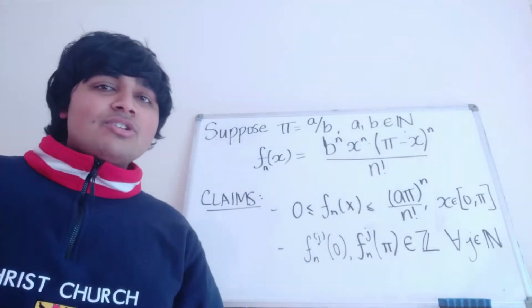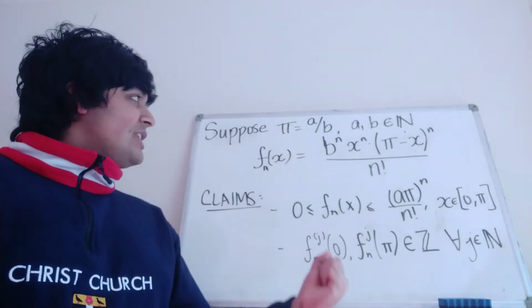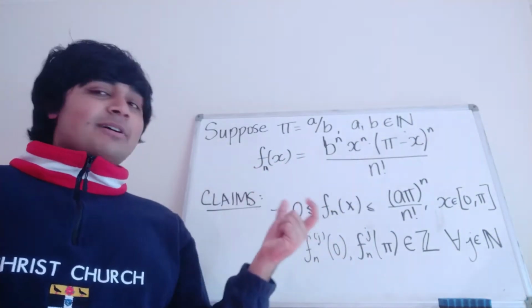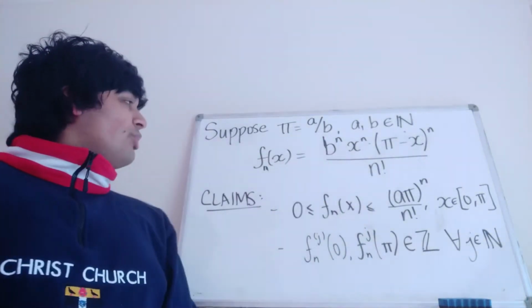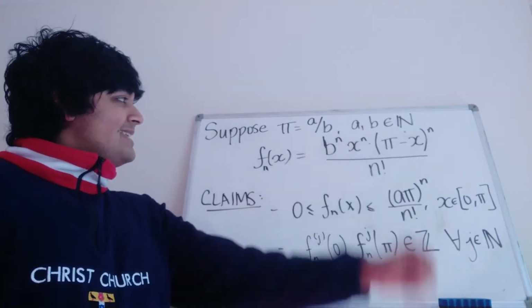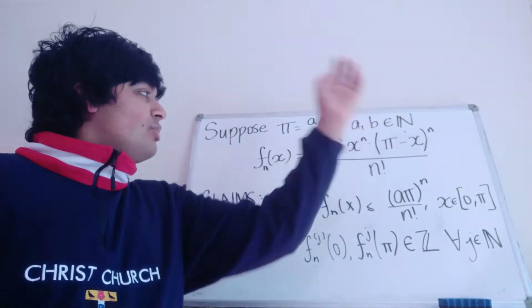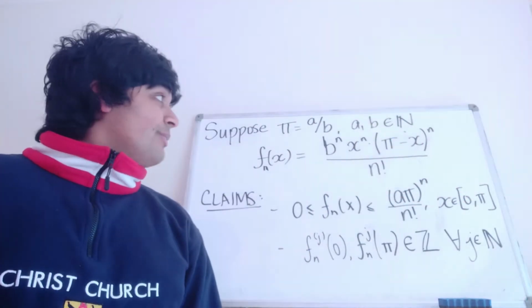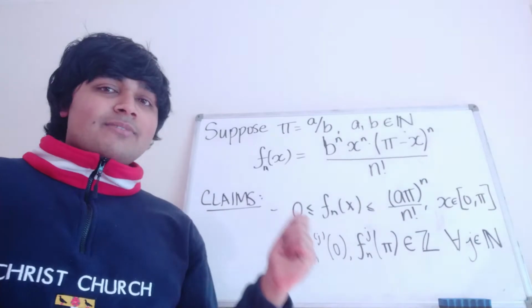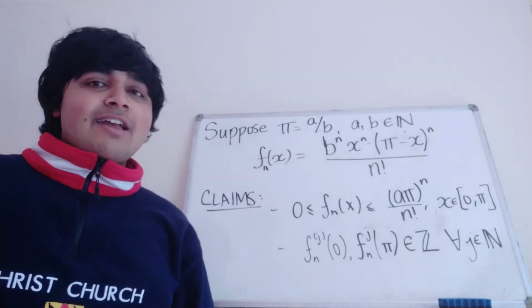Now what we're going to do is introduce a family of functions, each of them indexed by some positive integer n, and we're going to call them f_n of x, and it's going to be b to the n times x to the n times (pi minus x) all raised to the n, and all of that divided by n factorial. So obviously for each positive integer n, we get a new function f_n of x.